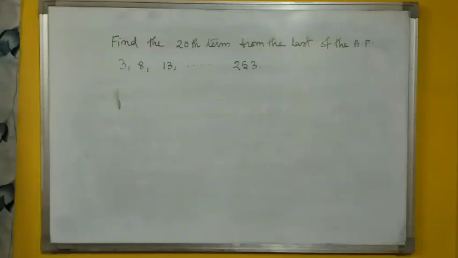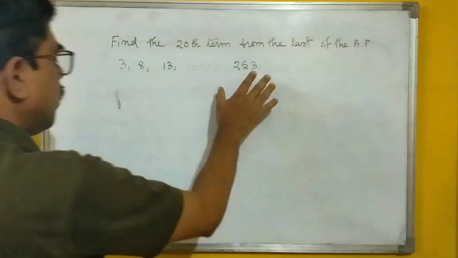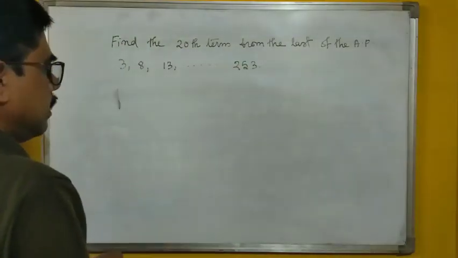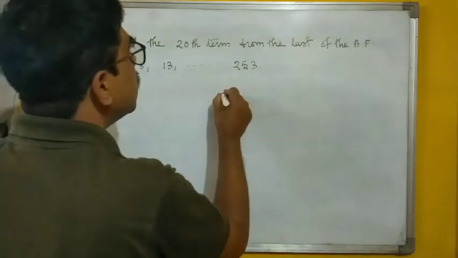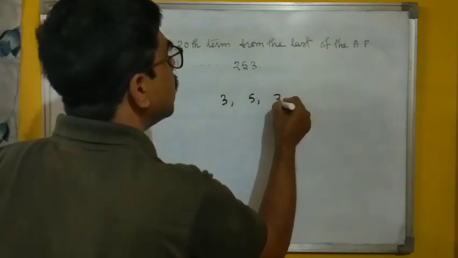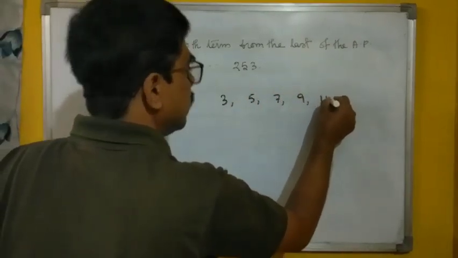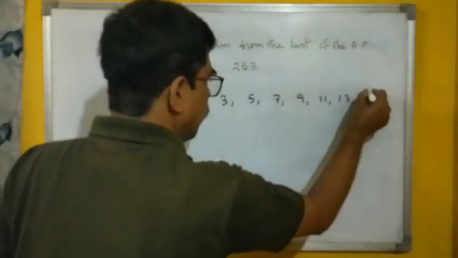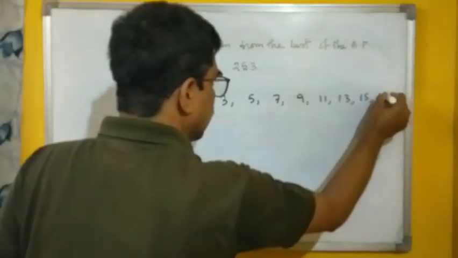This is another very important sum. Find the 20th term from the last of the AP. This one is the AP, and from the last we have to find. Suppose I write some numbers: 3, 5, 7, 9, 11, 13, 15, 17, like that.